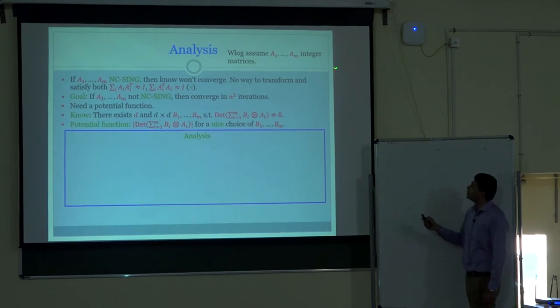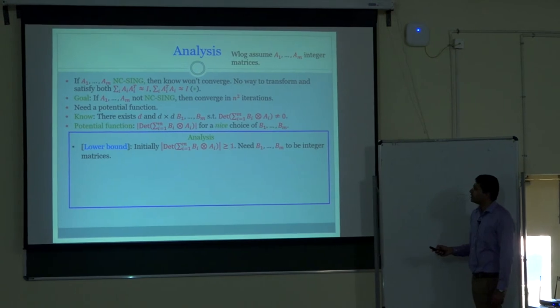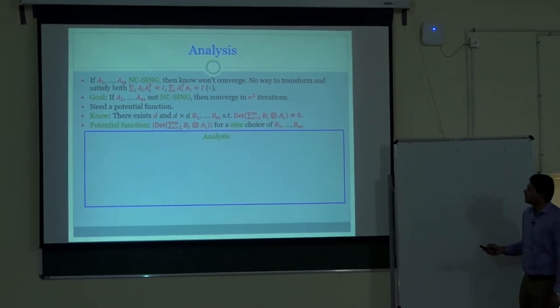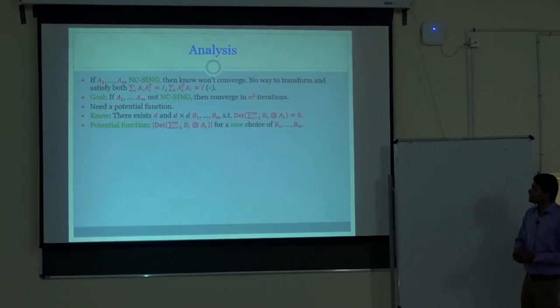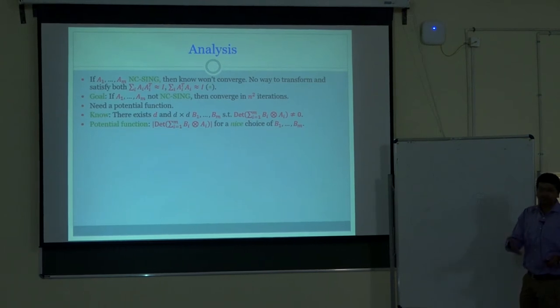So yeah, you have the linear matrices. So initially you have the lower bound, right? The bi's, no, the bi's are some matrices over, let's say, reals or complex numbers.